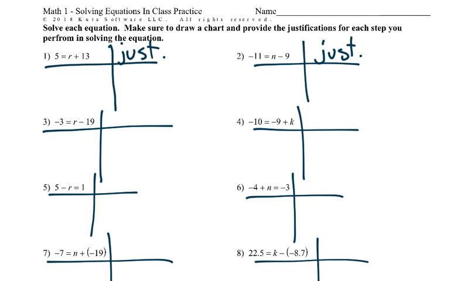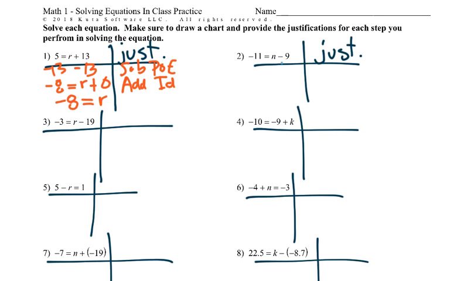Okay, so first one, 5 equals r plus 13. So I'm going to subtract 13. I can do that from both sides because of the subtraction property of equality. That gives me 5 minus 13 is negative 8 equals r plus 13 minus 13 is 0. Then that additive identity property of 0 tells me we can just drop the 0 and get negative 8 equals r.